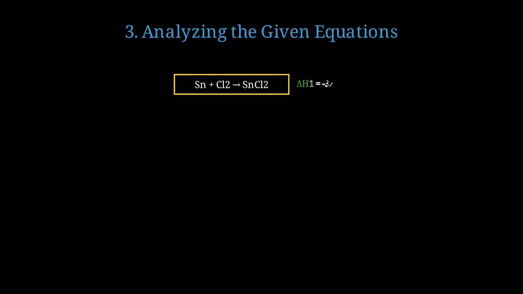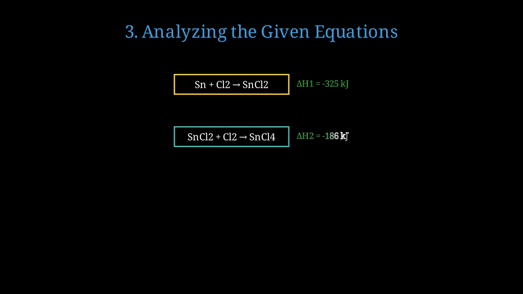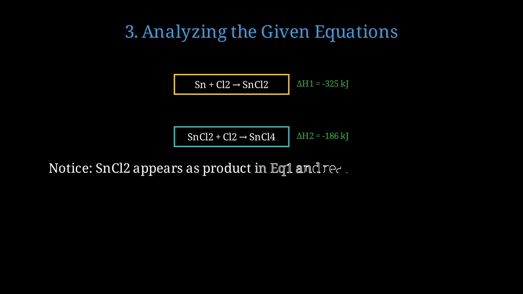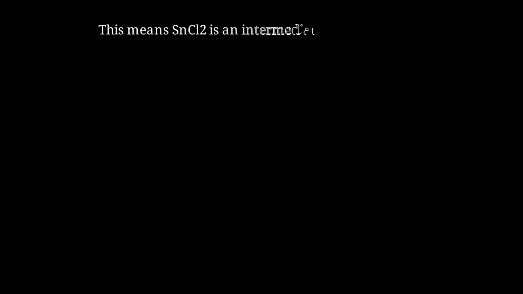Let's examine how the given equations relate to our target reaction. The first equation shows tin reacting with 1 mole of chlorine to form tin dichloride. The second equation shows tin dichloride reacting with another mole of chlorine to form tin tetrachloride. Notice that tin dichloride appears as a product in equation 1 and as a reactant in equation 2. This means tin dichloride is an intermediate species that will cancel out when we add the equations.